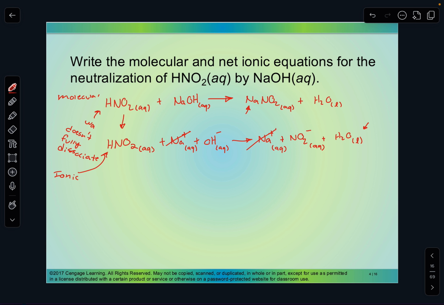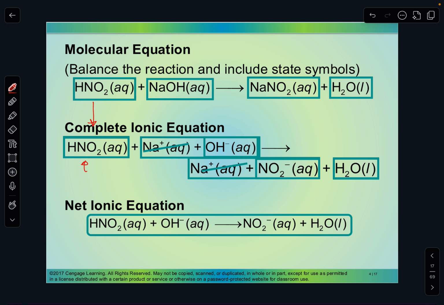And that's it. That's all that's on both sides. It's just Na. So we end up with HNO2 (aq) plus OH- goes to NO2- plus H2O. And we'll put in the aq, put in the aq and the liquid. And let's go and see that is true. So the only things that crossed out were Na+. The only things that are left are going to be the things that were not crossed out. And there we go. That's our net ionic equation.